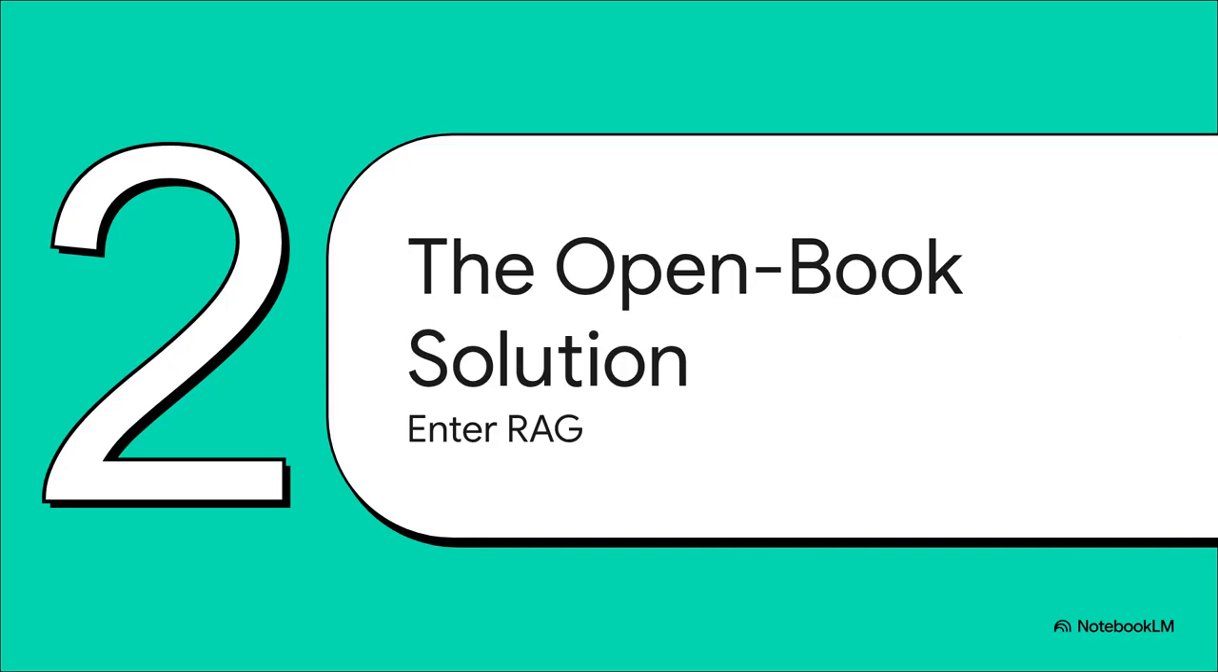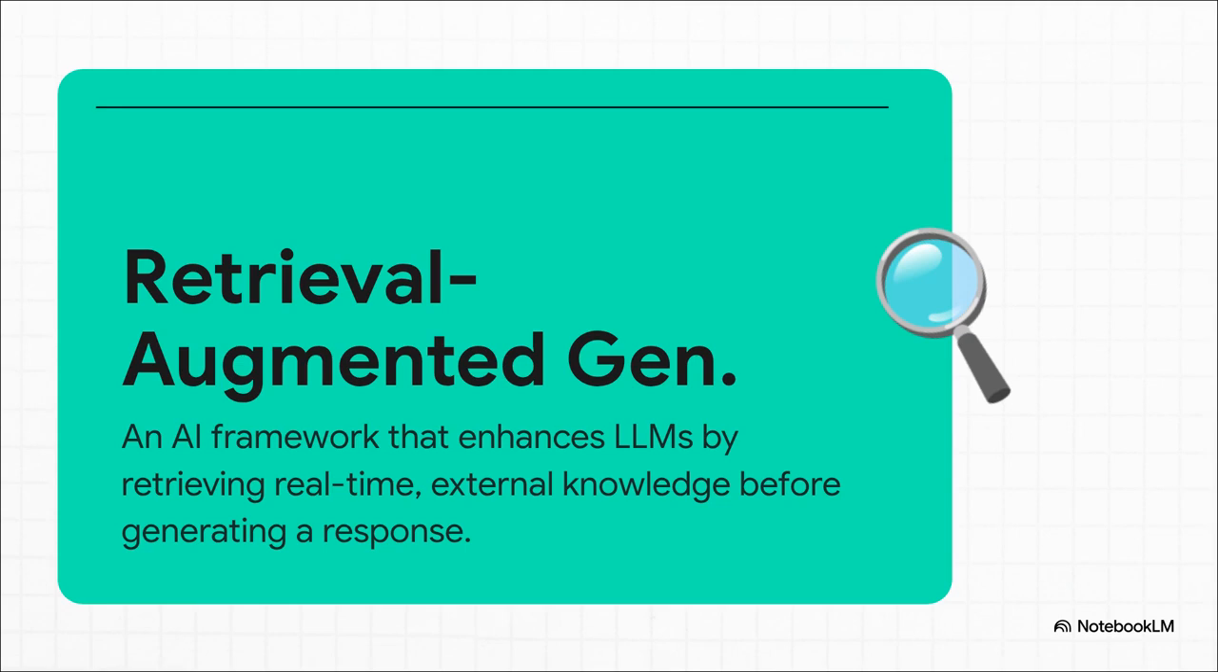So the big question is, how do you give an AI access to new, relevant info without having to retrain the whole thing all the time? Well, this is where a really clever solution comes into play. And that solution is called Retrieval Augmented Generation. RAG is built to solve this exact problem. Instead of just relying on its old, pre-trained memory, RAG lets a language model look up fresh, relevant info from outside sources before it even tries to answer you.